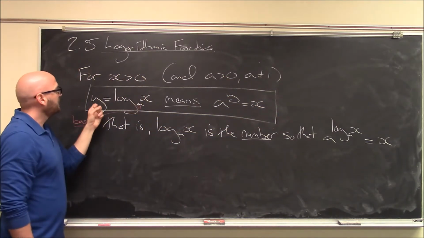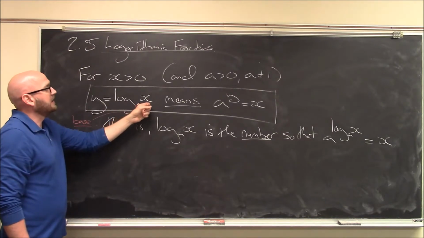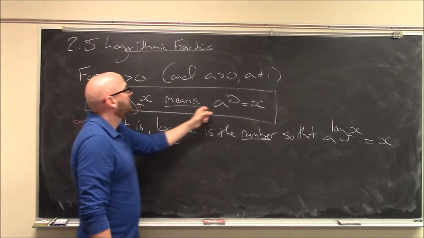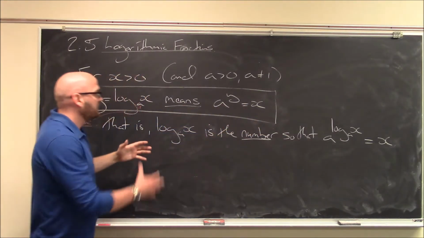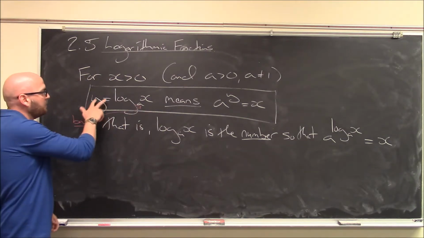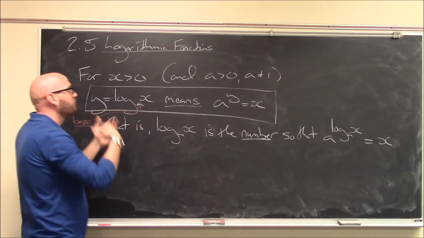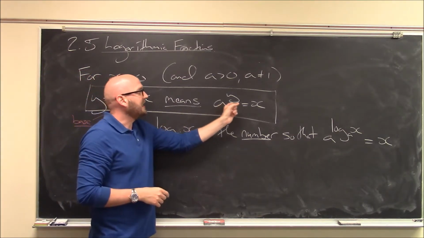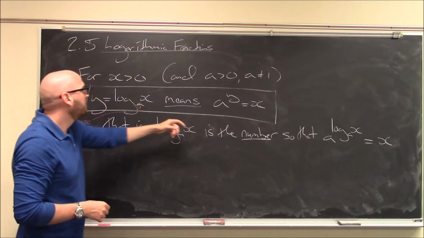And what does it mean? What is this number, log to the base a of x? Well, it means that a to the y is equal to x. You can think of this as being equivalent definitions. You can always rewrite this expression. If you have y equals log to the base a of x, you can rearrange this in your mind to mean a to the y is equal to x.